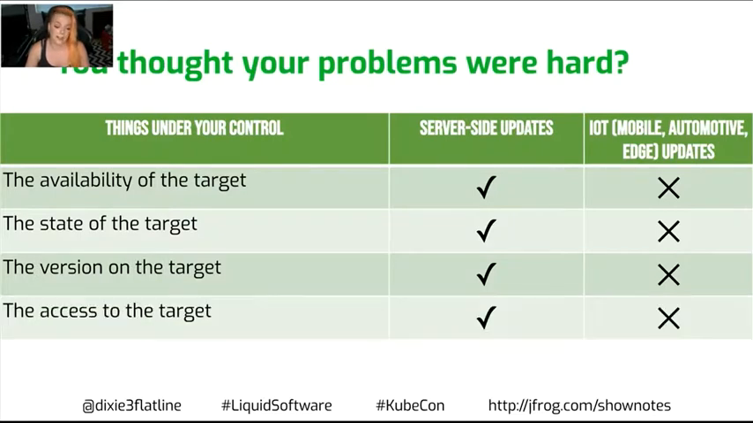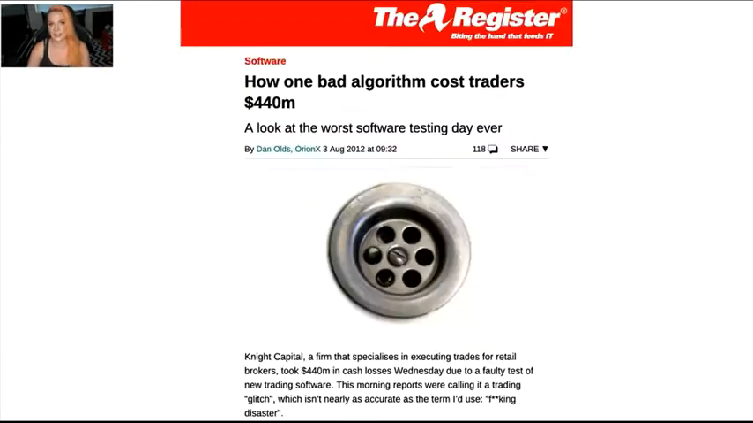They may not have access to the device. So our lives doing server-side updates are way easier than the lives of those solving problems for IoT, and yet we still manage to screw it up, like repeatedly. This example is a little old, but it was so impactful then that it's worth mentioning now, and we can still learn from it. This is the Knight Capital disaster.